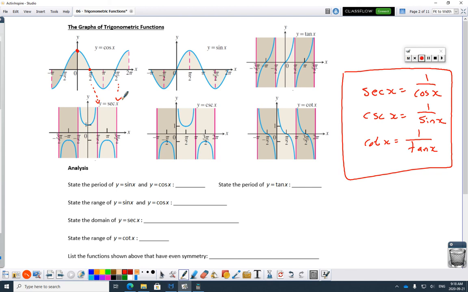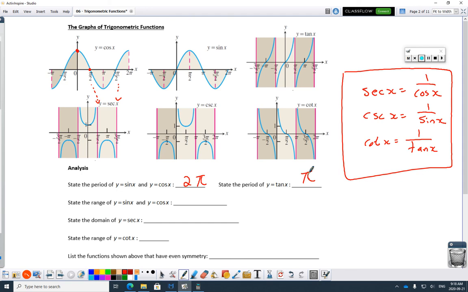So it says state the period of sine and cosine, 2 pi. I'm hoping that as soon as I write it, it's like, yes, 2 pi. State the period of tan. Tan is different. Tan's period is only pi. It only takes pi radians before tan starts to repeat.